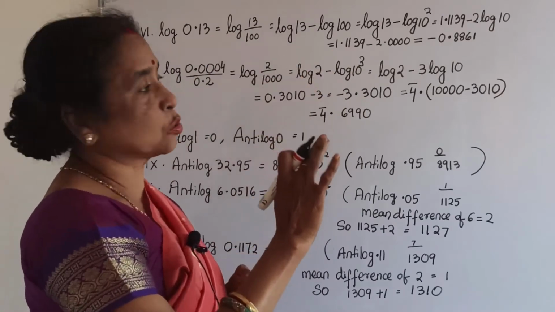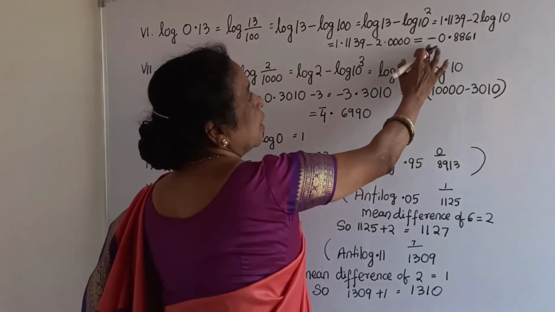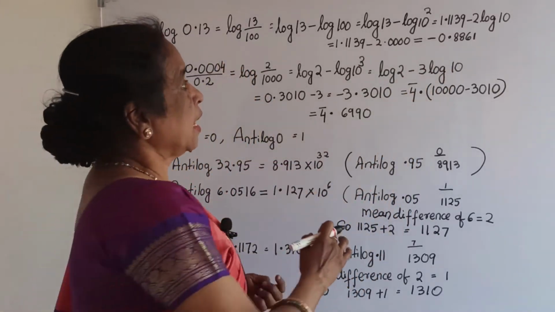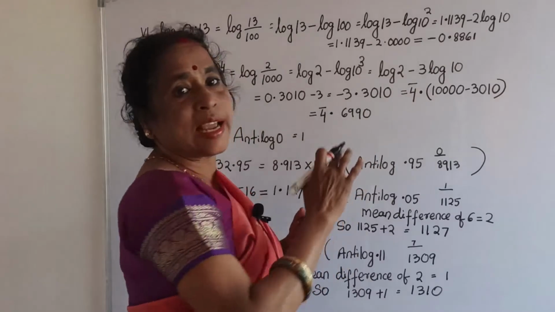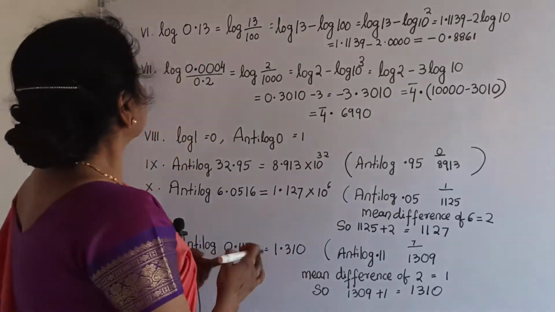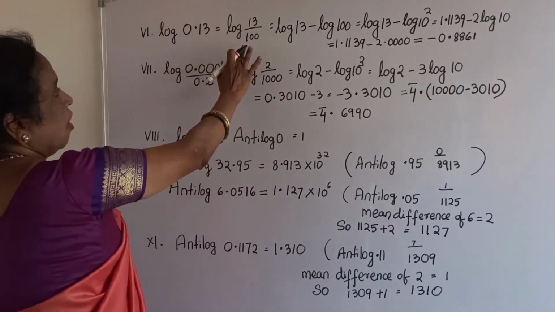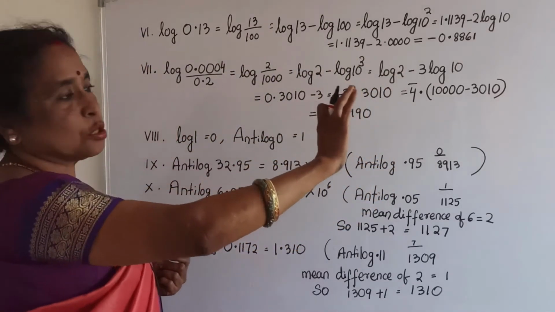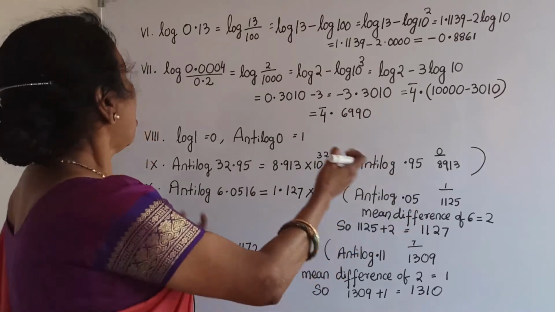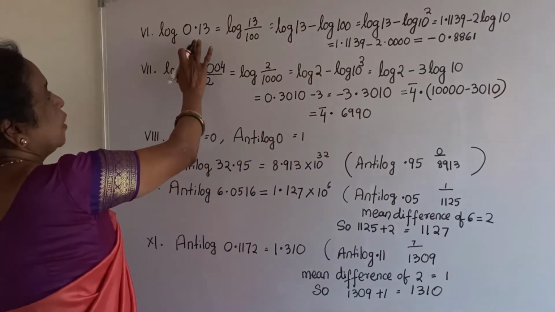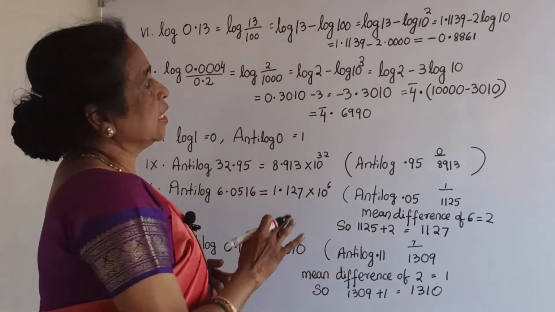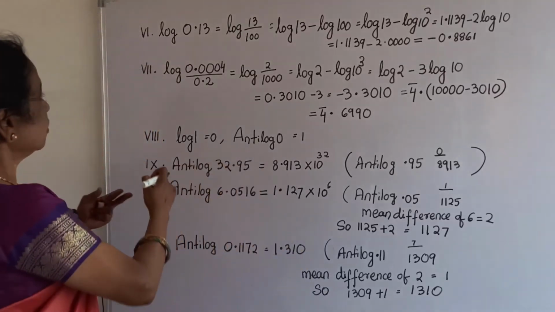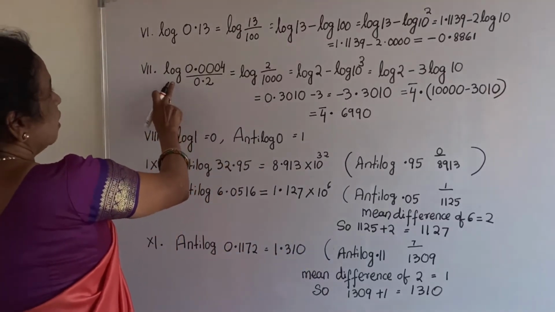1.1139 minus 2, and what is the value? The value is minus 0.8861. So log 13 by log 100, lastly the answer is like this, minus 0.8861, or you can say log 0.13, the answer is minus 0.8861. Then come to the next example.